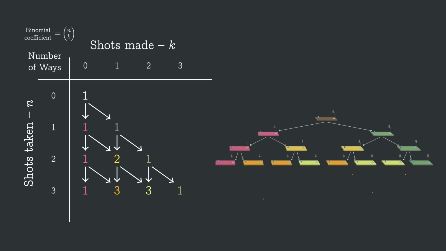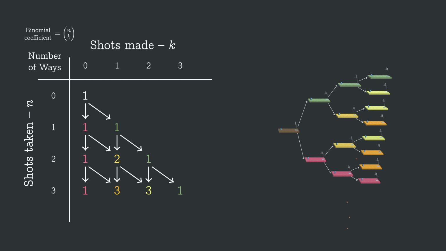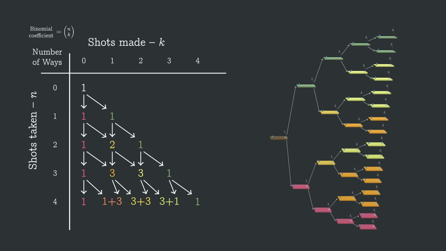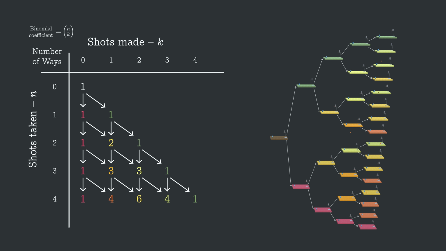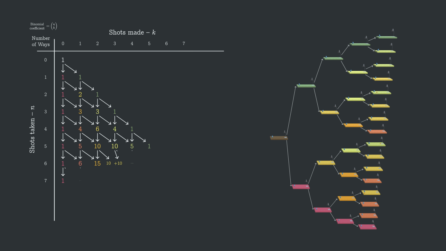But now it's going to be a lot easier to add a fourth shot. We can just continue the pattern of pushing the numbers down the table and combining them. So for 4 shots, it looks like there's still just 1 way to miss them all, 4 ways to make 1, 6 ways to make 2, 4 ways to make 3, and 1 way to make all 4. And we can just continue this pattern to find any number we need.